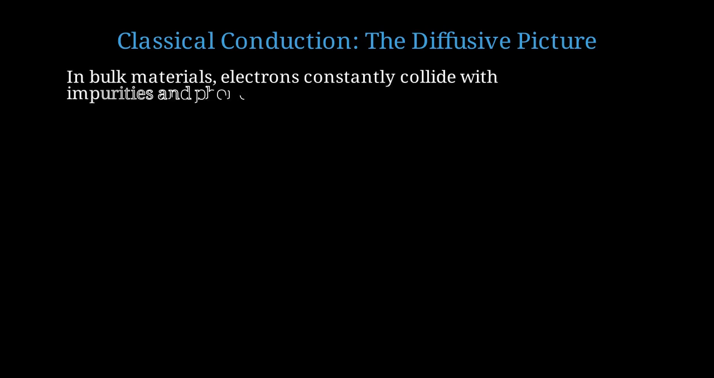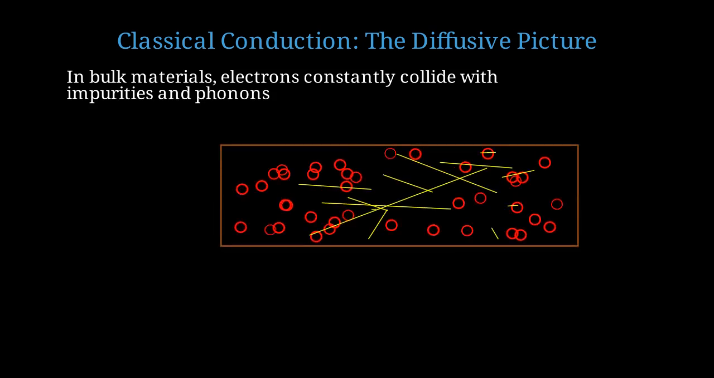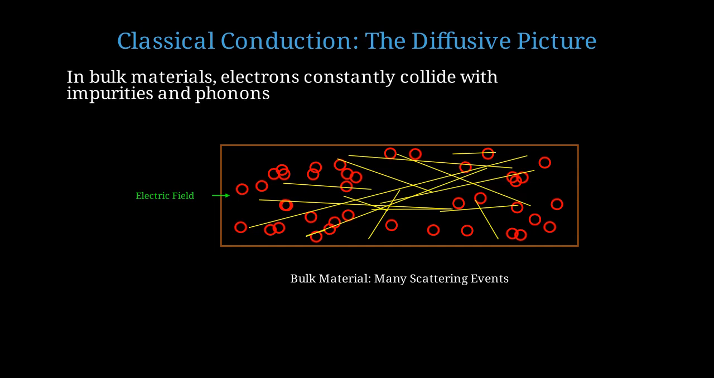In bulk materials, when you apply an electric field, electrons accelerate, but they don't just zoom through the material unimpeded. They constantly collide with lattice vibrations called phonons, with impurities, with defects, and with other electrons. This is the diffusive picture. Electrons take a very zigzag path through the material. They scatter many times as they drift slowly in the direction of the electric field.